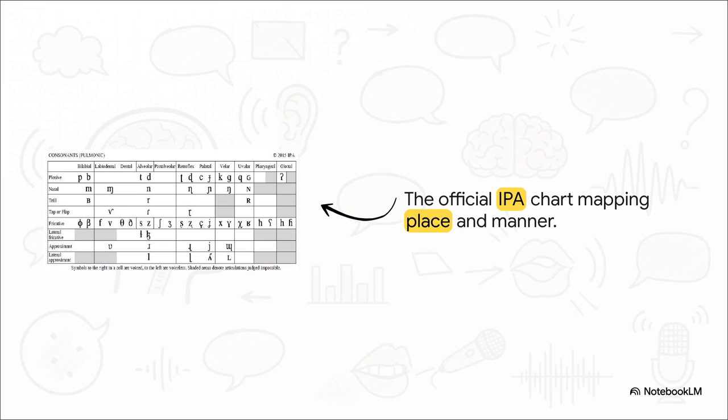On the official IPA consonant chart, you'll see places of articulation across the top, from the lips at the front all the way to the glottis at the back. Down the side, you see the manners of articulation, plosives, nasals, fricatives. Every single cell gives us a unique symbol. Using this exact framework, a trained linguist can accurately decode and pronounce literally any spoken word in the world, even if they don't speak the language it belongs to.